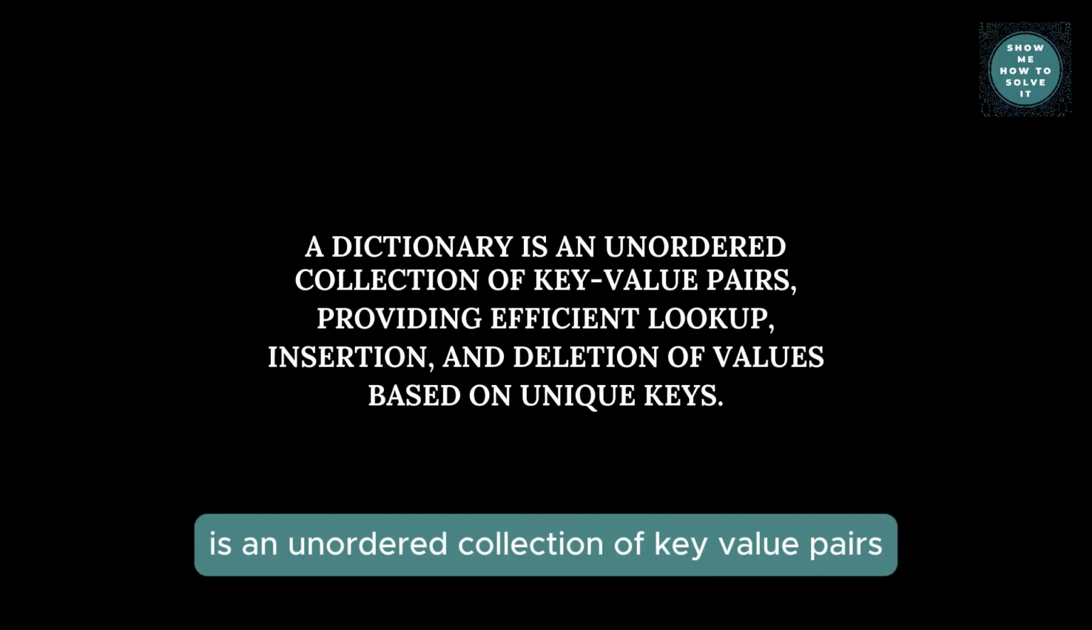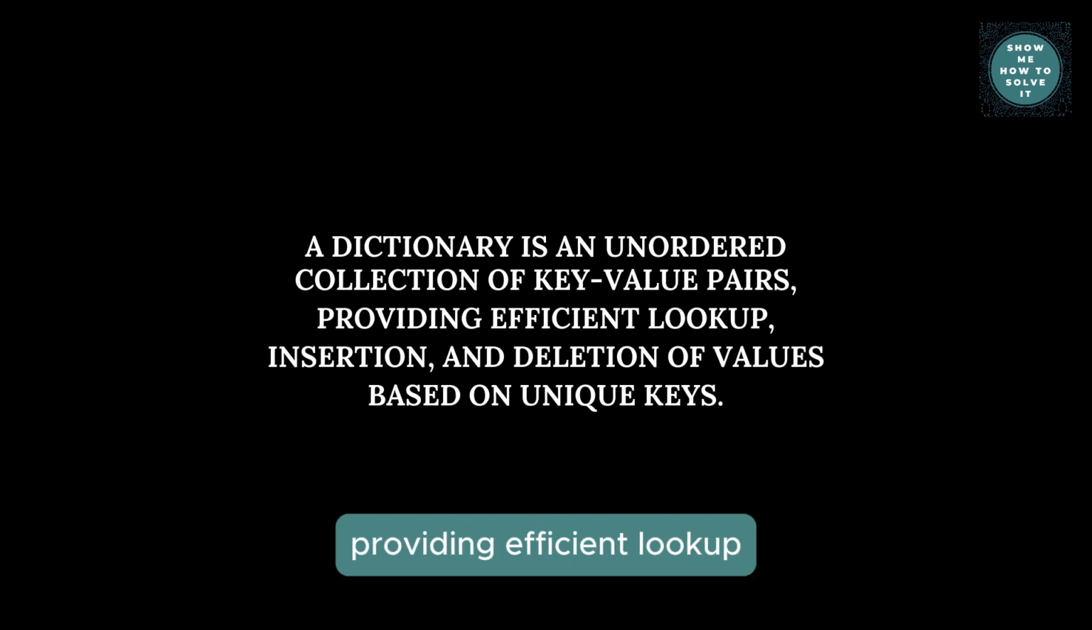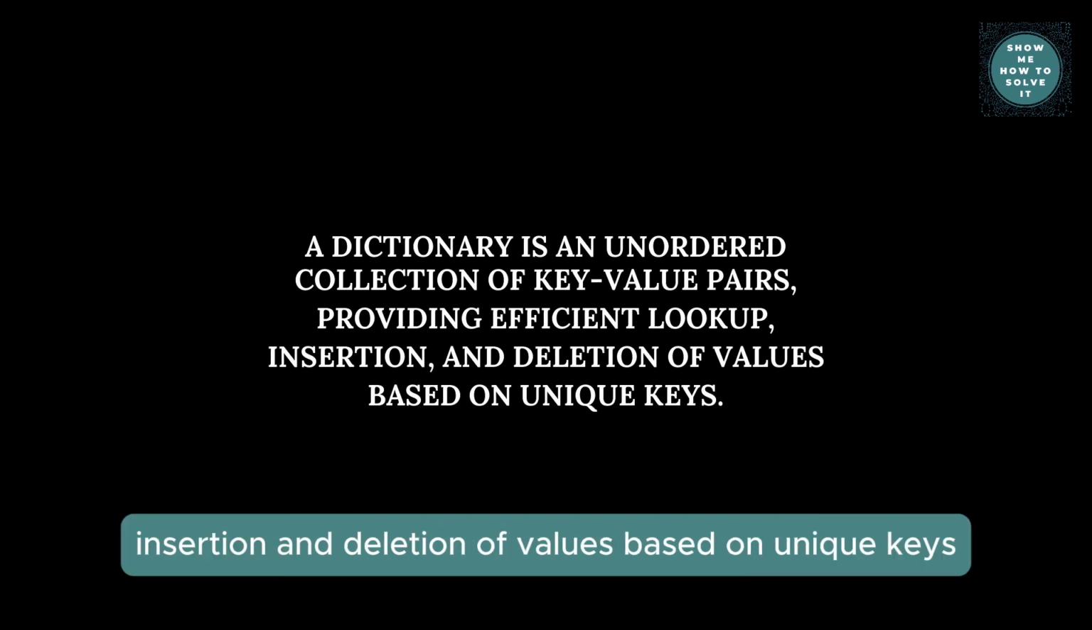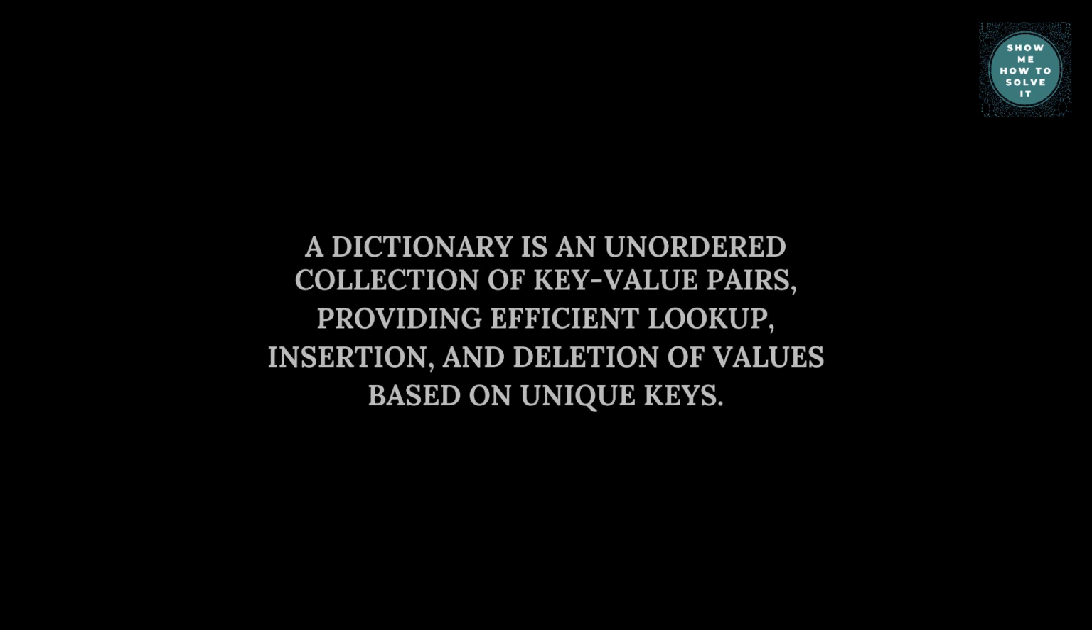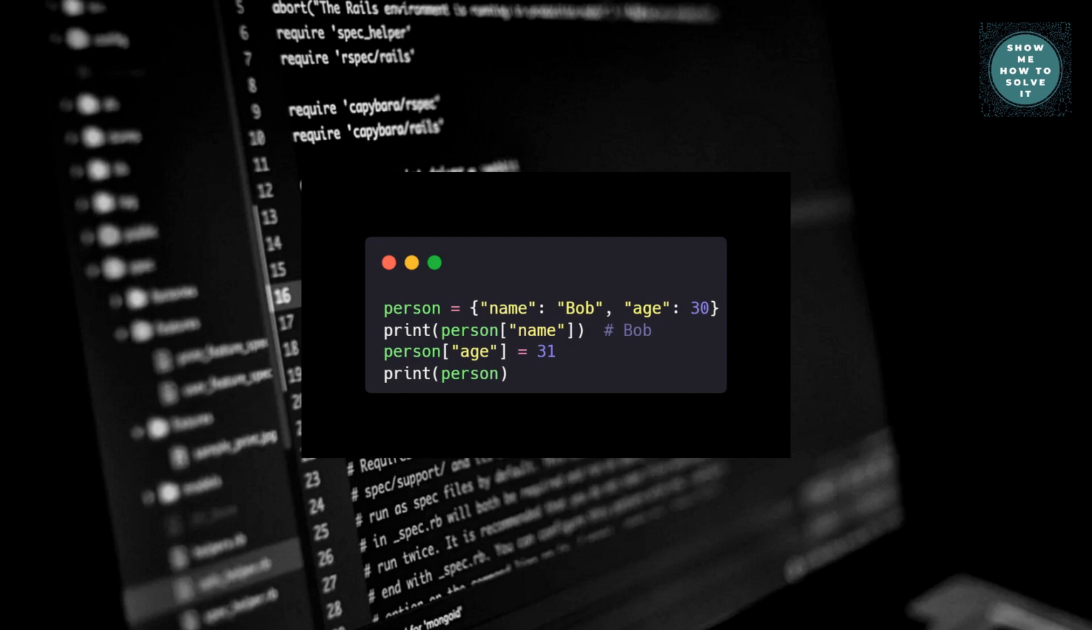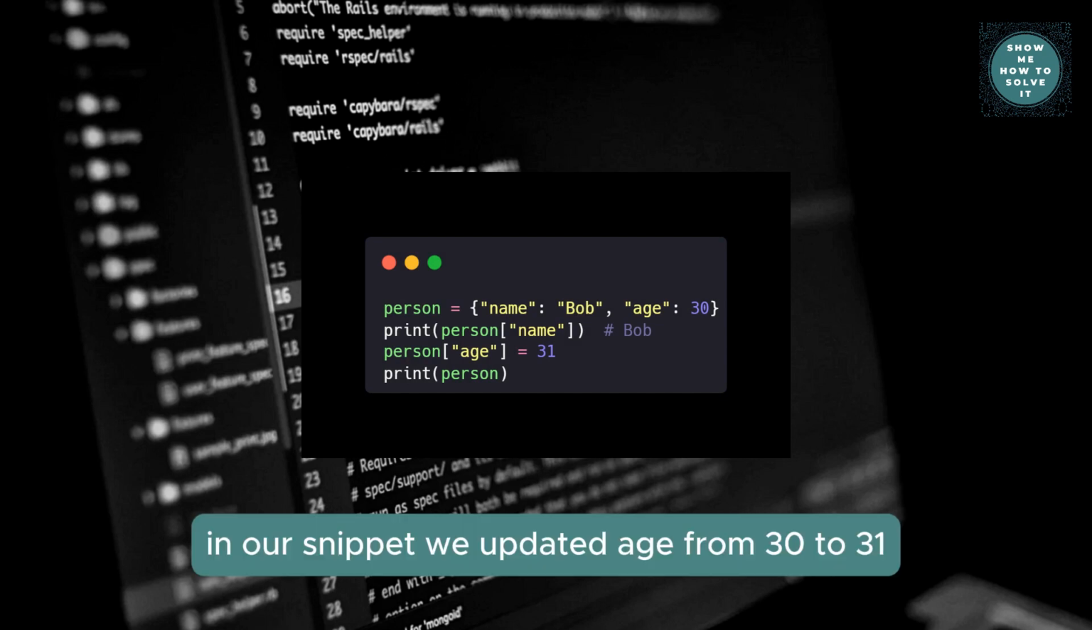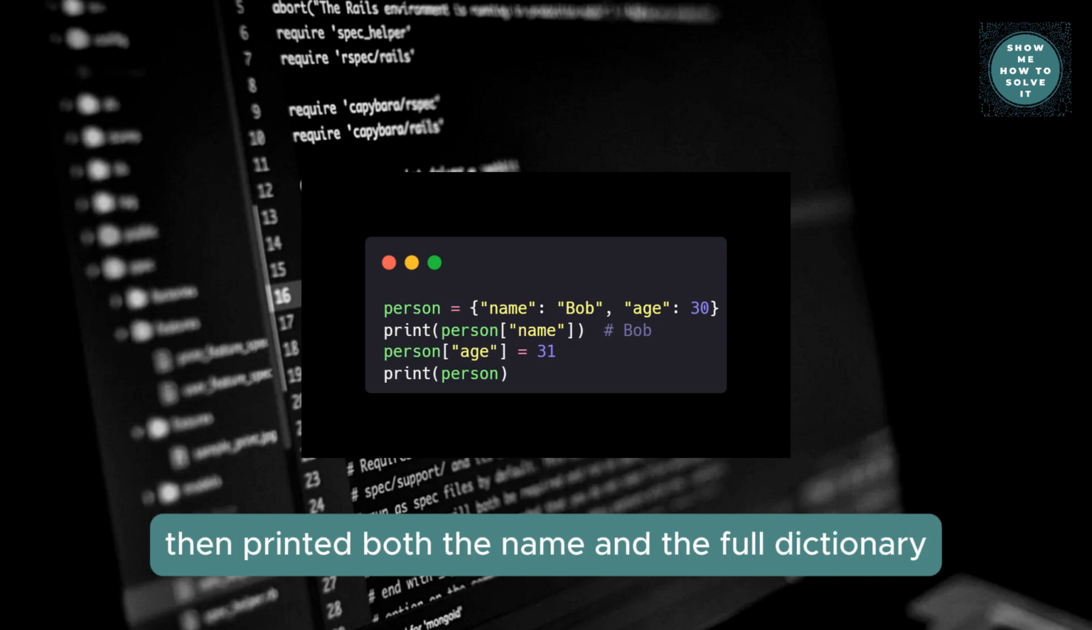A dictionary is an unordered collection of key-value pairs, providing efficient lookup, insertion, and deletion of values based on unique keys. In our snippet, we updated age from 30 to 31, then printed both the name and the full dictionary.